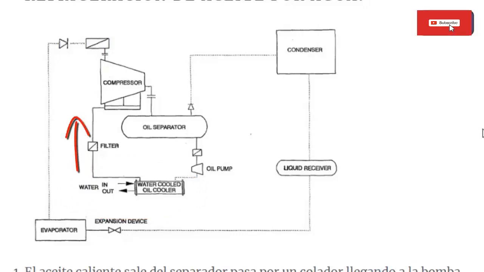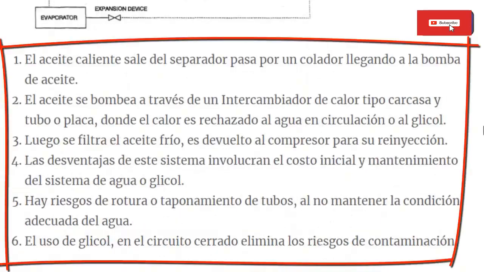4. The disadvantages of this system involve the initial cost and maintenance of the water or glycol system. 5. There are risks of breakage or clogging of tubes by not maintaining the proper condition of the water. 6. The use of glycol in the closed circuit eliminates the risks of contamination.